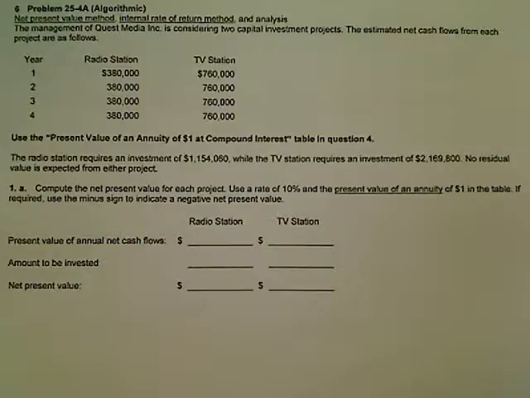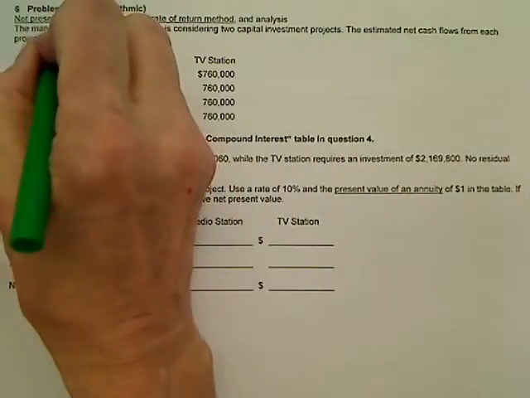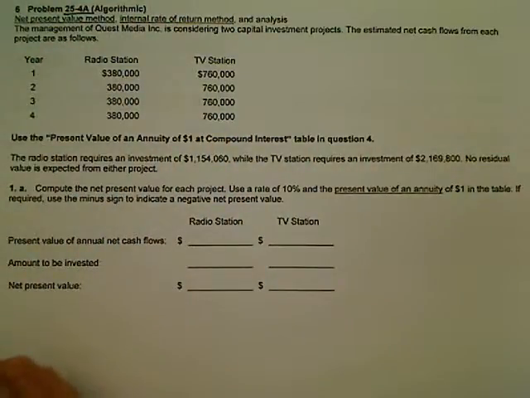102, Tuesday, Thursday evening. This is Chapter 25, Problem 25-4A, which we're going to do right now. Net present value method, internal rate of return, and analysis. At the end, we'll want to select one of the projects.